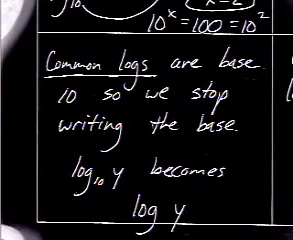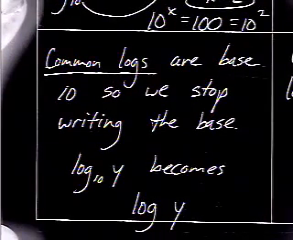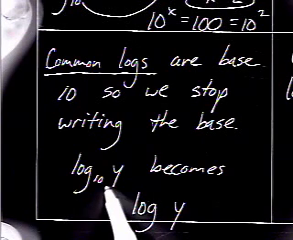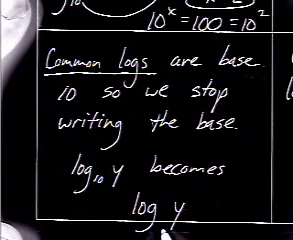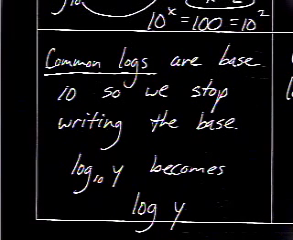Now, the term common logs are base 10. So we stop writing the base. If this becomes this. In other words, when you don't see a base written in there, you know you can always assume that it is base 10. Always, always, always. Just like in the next example, example 4.